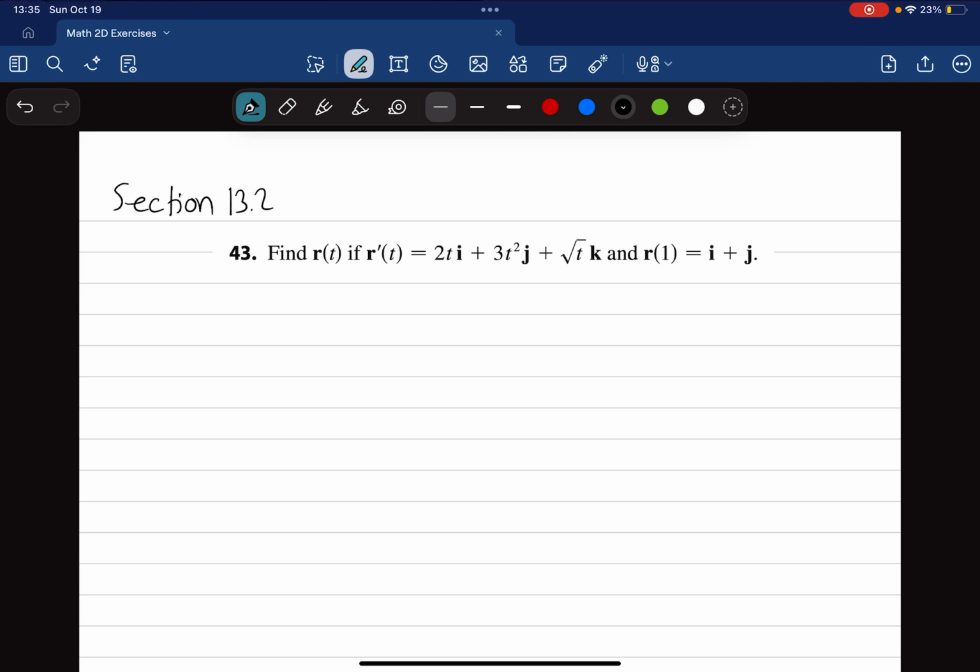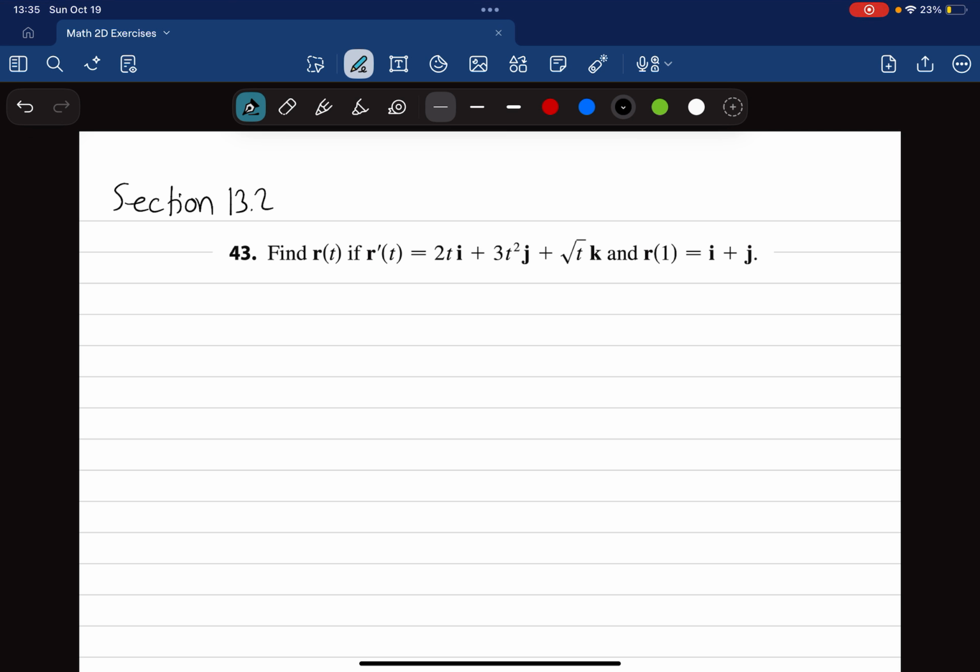Hello. In this video, I'm going to be solving problem 43 from section 13.2 of James Stewart's calculus. The problem asks us to find r of t if the derivative of r is given by this equation, and we're given the condition that r of 1 must be i plus j.